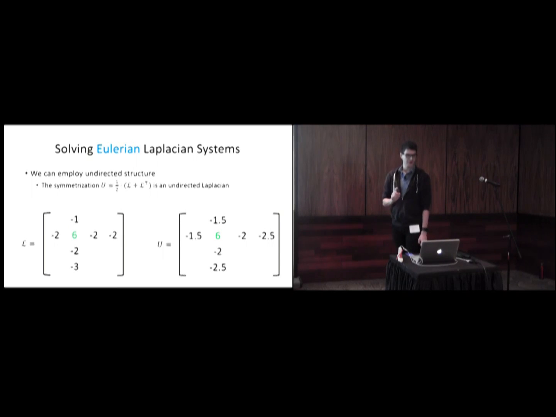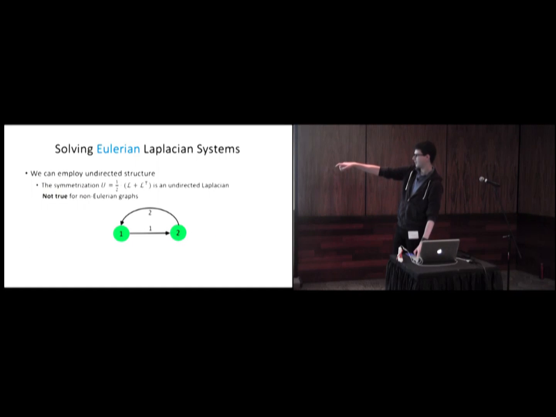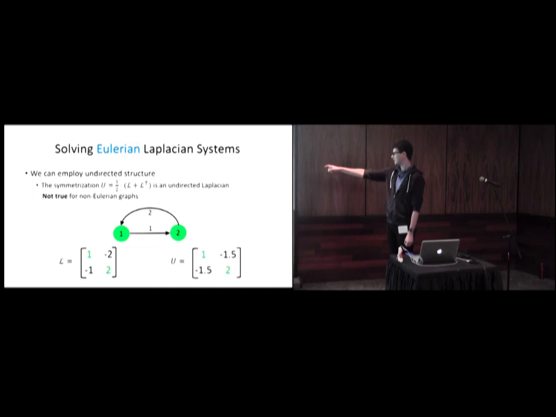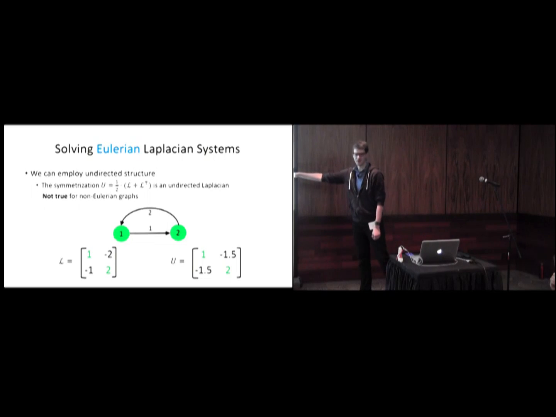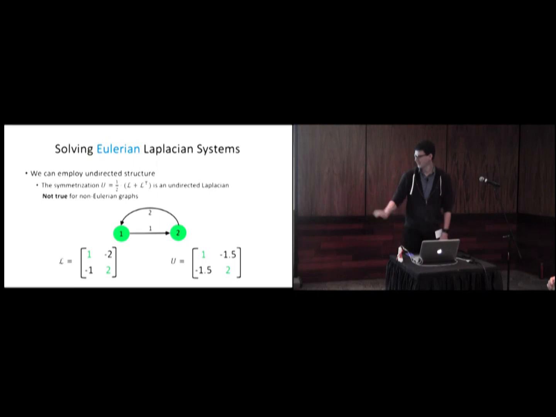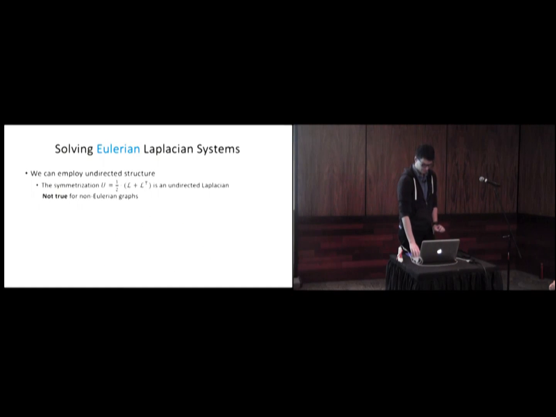And notice that this property does not hold at all for graphs that are not Eulerian. Consider this very simple example. I have the Laplacian associated to this graph, and I have its symmetrization. First of all, notice that it's not a Laplacian, just because here I have a negative 1.5, which is larger in absolute value than what I have on the diagonal. And as a matter of fact, this is not even PSD. So this strongly motivates the use of Eulerian graphs for our purpose.